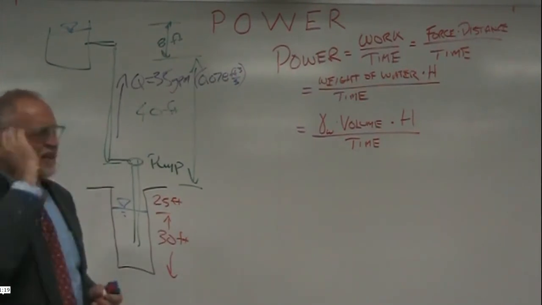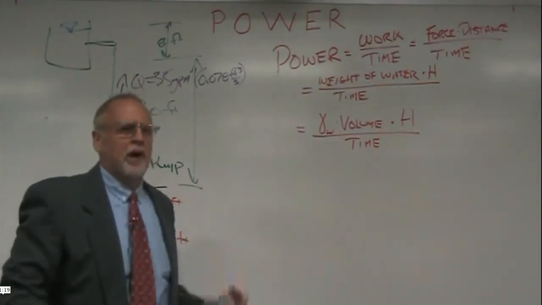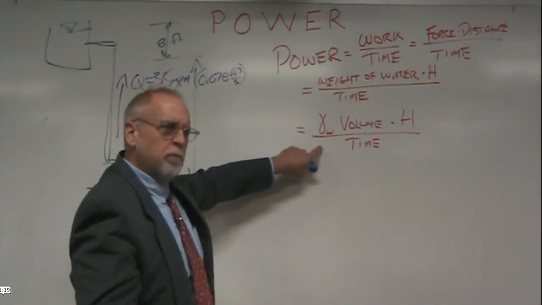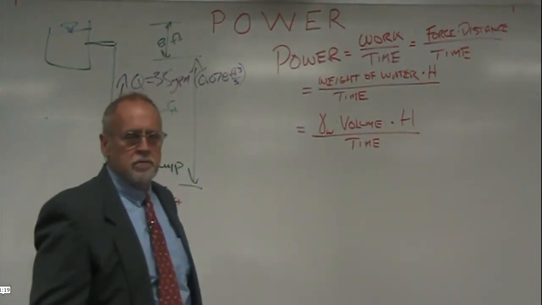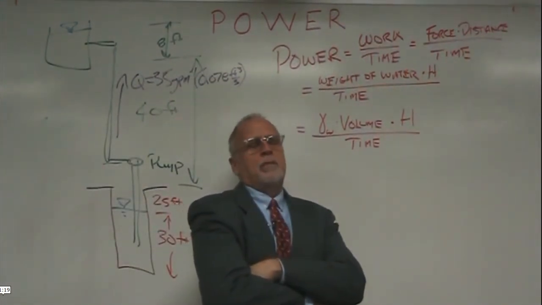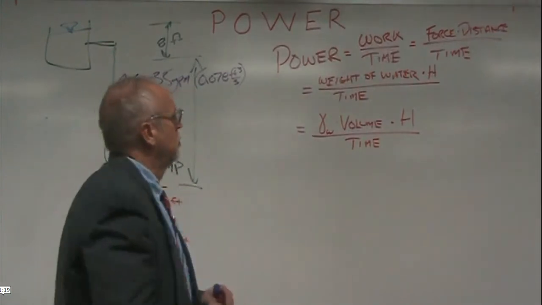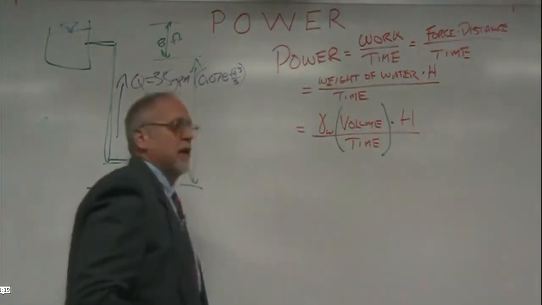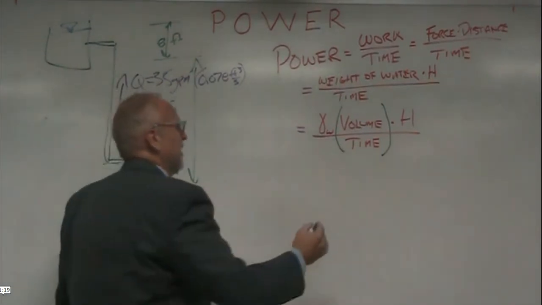Do you see a simplification there? We have the weight of the water, 62.4 pounds per cubic foot. Every cubic foot of water, 62.4 pounds. Volume, H, time on the bottom. Anybody? You're not listening to me. Very observant. That quantity right there, volume per time, is what we call the flow rate.